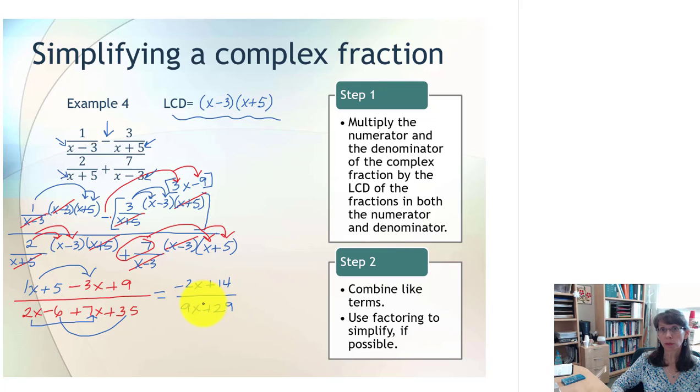Now we might look for an opportunity to reduce. I can see that 2 and 14 are both even numbers. So if I think about factoring out, I have a lead term of a negative. So if I factor out negative 2, I'd end up with x minus 7. In our denominator, the coefficients of 9 and 29 don't have any common factor. So it looks like we're not able to factor to reduce. That means our final answer is right here: negative 2x plus 14 divided by 9x plus 29.